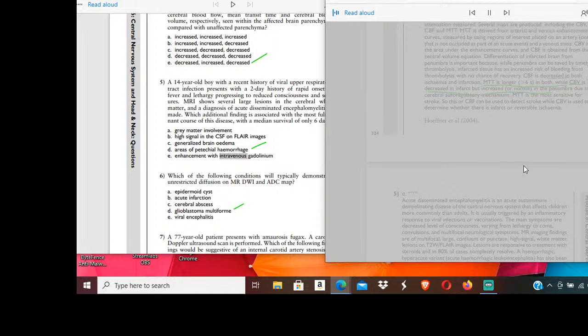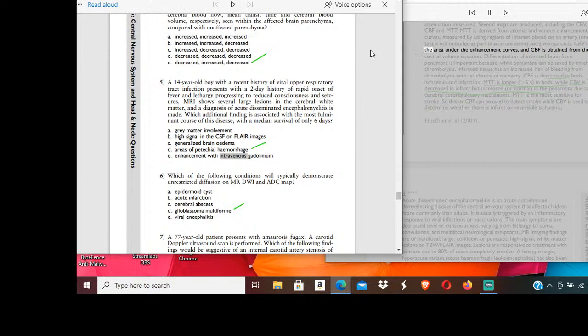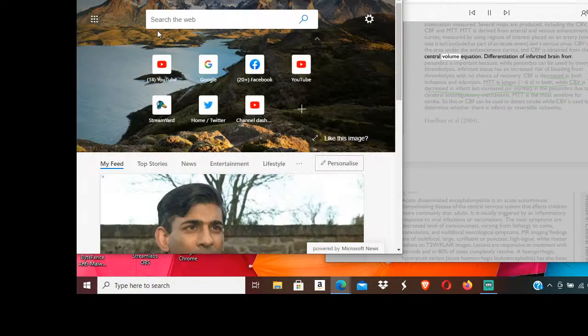Attenuation measured. Several maps are produced, including the CBV, CBF, and MTT. MTT is derived from arterial and venous enhancement curves, measured by using regions of interest placed on an artery, one that is not occluded as part of an acute event, and a venous sinus. CBV is the area under the enhancement curves, and CBF is obtained from the central volume equation.